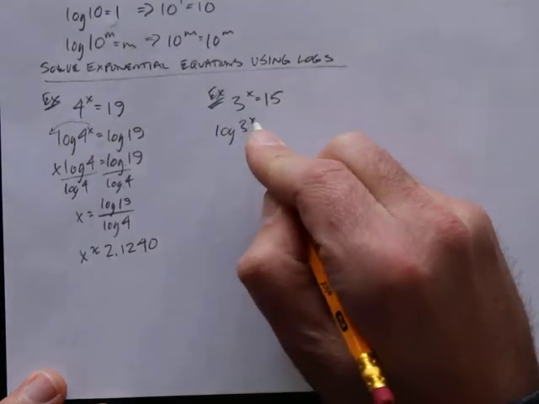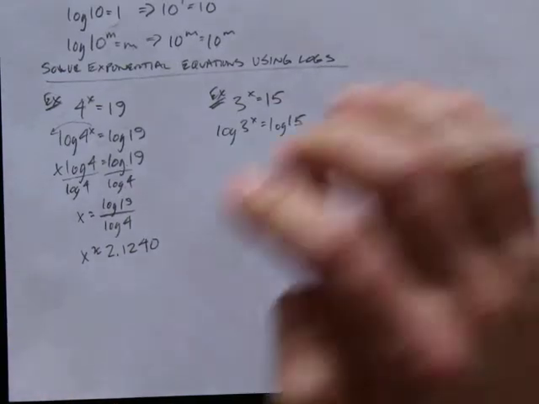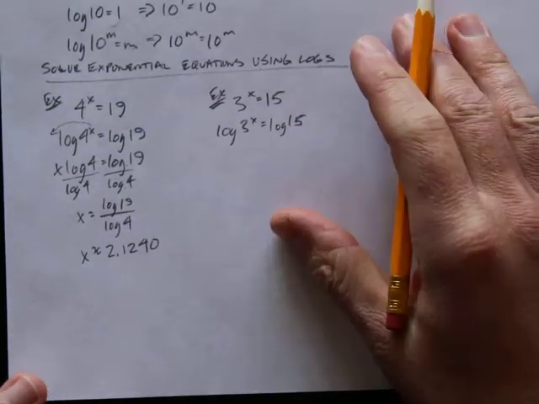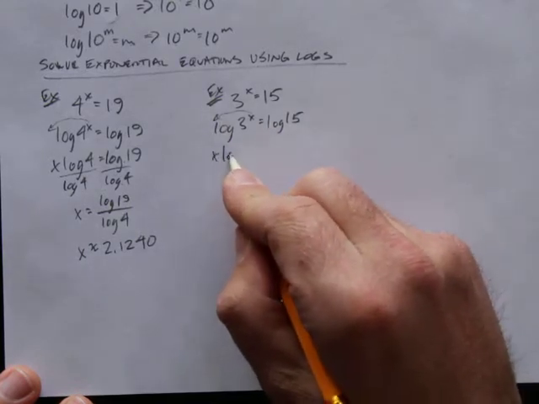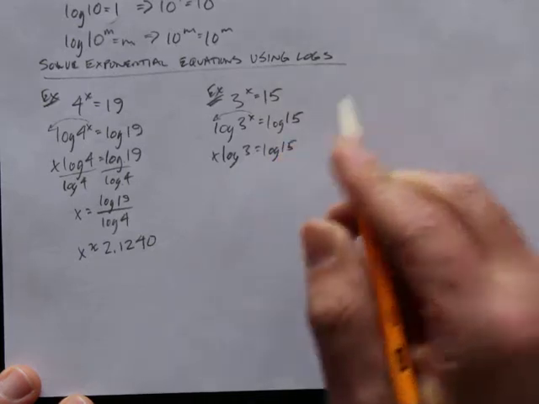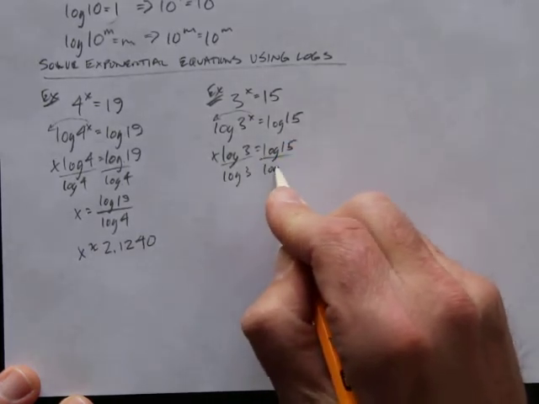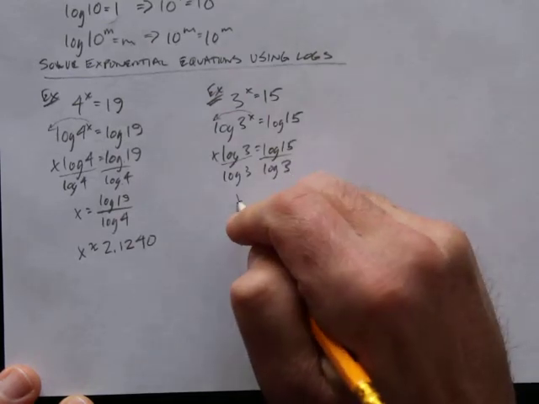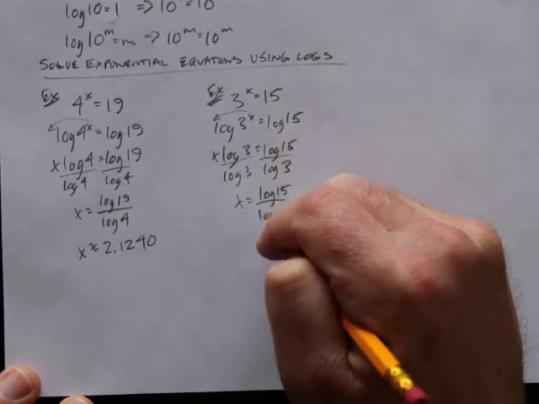Log of 3 to the x power equals log of 15. So I'm taking the common log again, base 10. You can take this x, put it over there. x times the log of 3 equals common log 15. Divide both sides by the common log of 3. And so x equals common log of 15 over common log of 3.